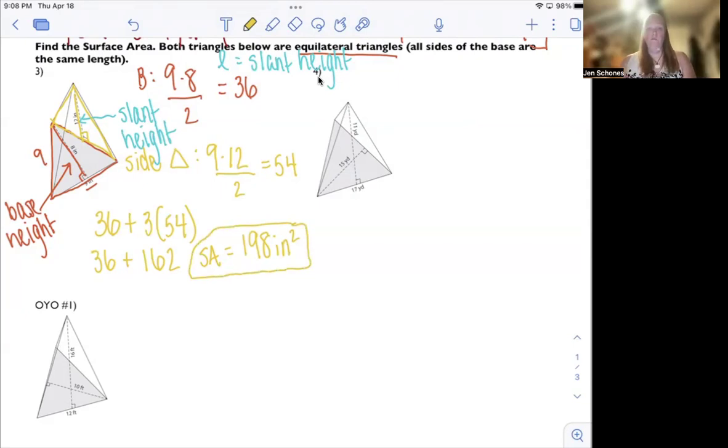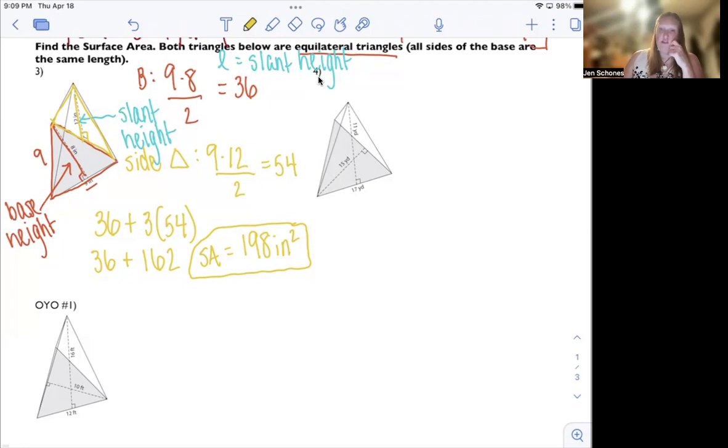Okay. So we found the base. It had a base and a height. Cut it in half. Then we found the side triangles, same base, different height, and then we plugged them into what we knew we had to add up. Okay, let's do one more of those.